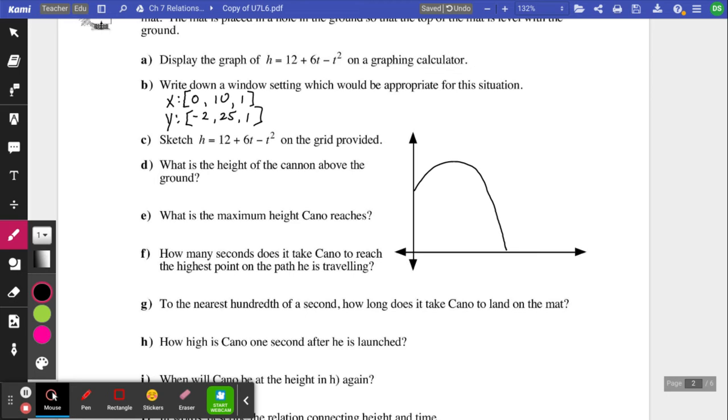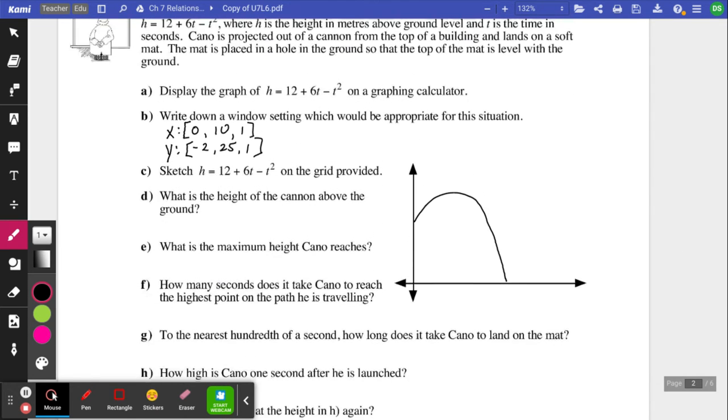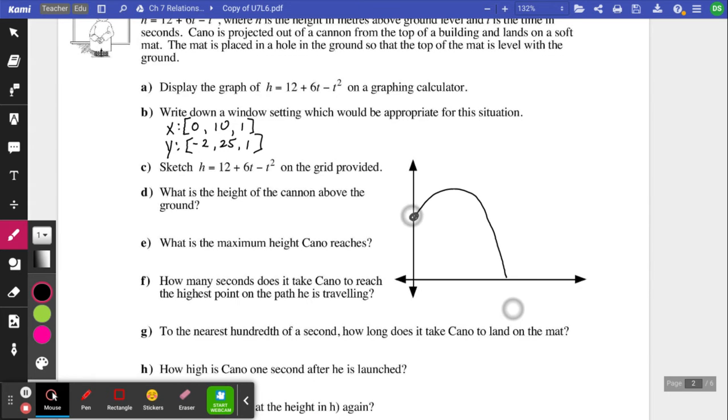Where was the cannon at? I told you in the story. The cannon is on top of a building, so that's why it's up high. So here's the point I need to find, right there. What do you call this point? The y-intercept, which then means x is 0. So I need to say x is 0 here, right? So how do I do that on my calculator? Just go trace, right?